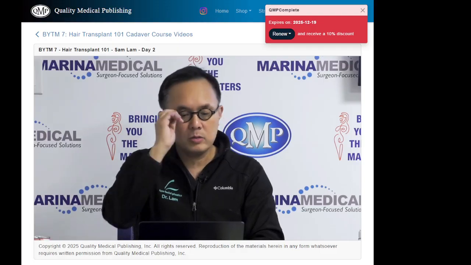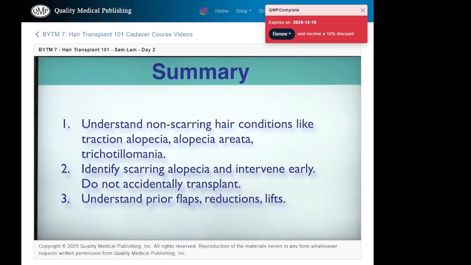So the summary here is really understand non-scarring hair loss conditions, understand scarring hair loss conditions, understand when to intervene early, when not to operate, and really understand, even though they're of historical nature, the importance of these flaps and reductions.